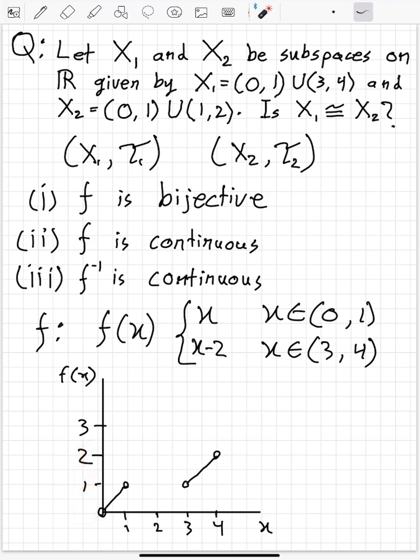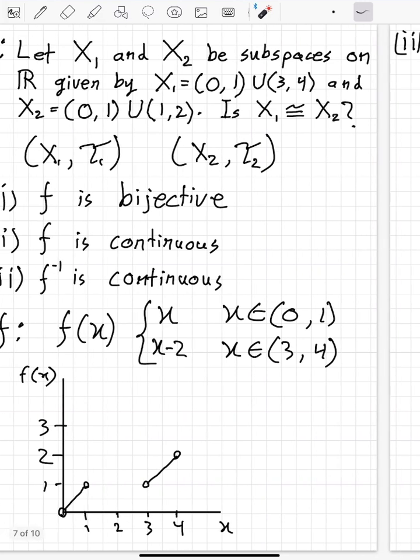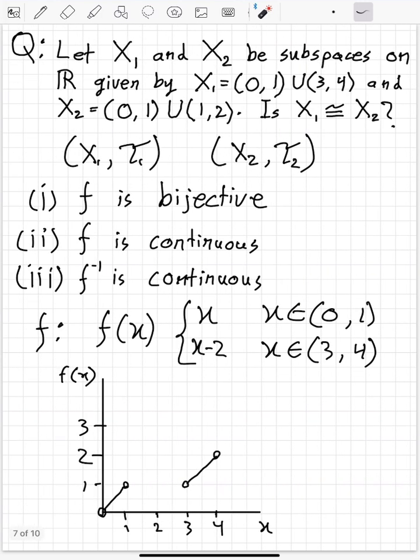Right. So let's look at the first interval, (0,1). Now, given that f(x) equals x is a linear function mapping (0,1) onto (0,1), we know that it maps all elements between 0 and 1 onto unique elements in (0,1). For example, 0.5 will map onto 0.5, 0.6 will map onto 0.6, and so on and so forth for all elements in (0,1). And it's the same case for x in (3,4).